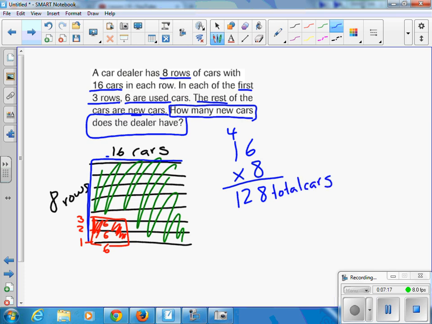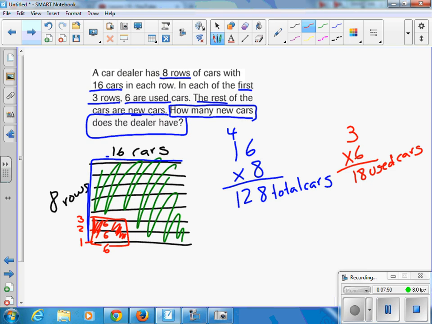And then in the front, I have 3 rows with 6 cars each. So let's multiply it. What's 3 times 6? It is 18. 18 new? Sorry, used cars. My bad. It's 18 used cars. The question is how many new cars.